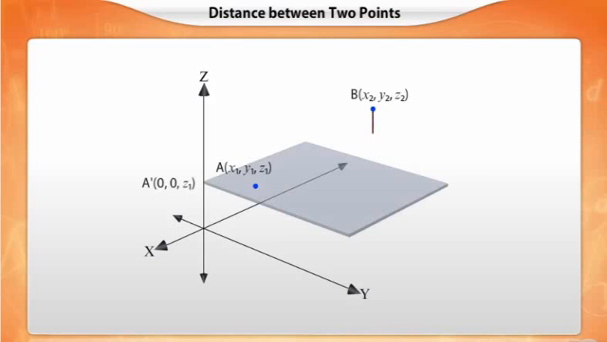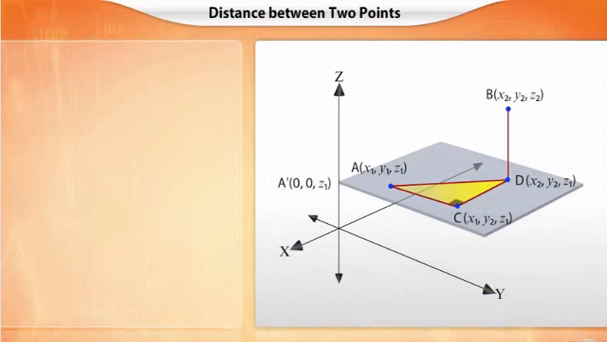Now, draw a perpendicular from point B onto plane A'. Let this perpendicular meet plane A' at point D. Then the coordinates of D are x2, y2, z1. Consider another point C in plane A' such that CD is parallel to the x-axis and AC is parallel to the y-axis. A right-angled triangle ACD is formed in plane A'.